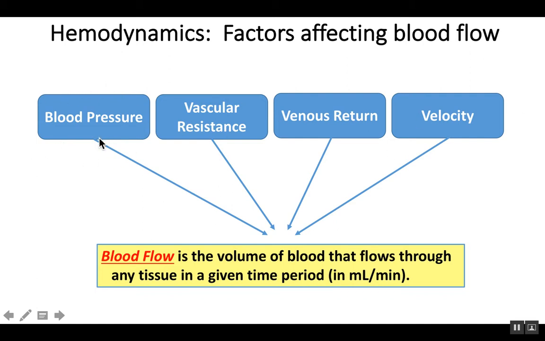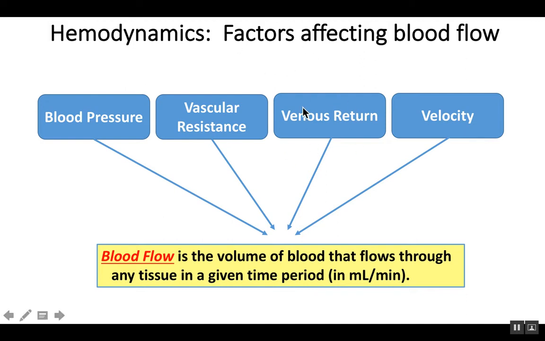One is blood pressure. The higher the pressure, the more blood can flow through a tissue. Vascular resistance is actually the opposition of blood flow. Vascular resistance is due to friction between blood and the blood vessel. And if you increase that resistance, blood flow will actually go down.